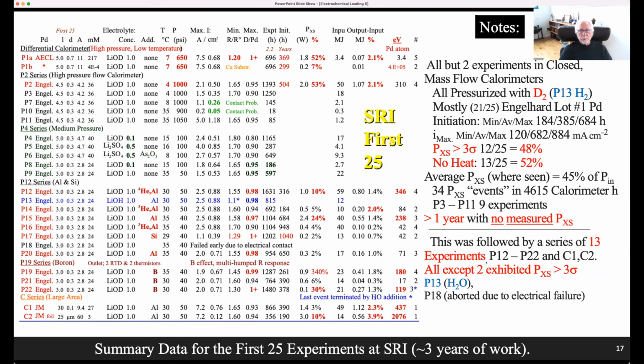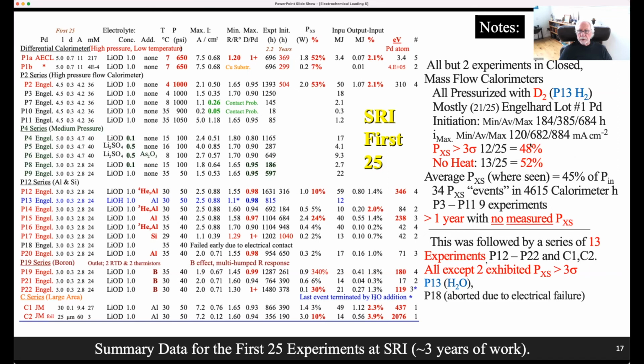Two of these experiments were done in closed mass flow calorimeters, all pressurized with D2, except one of the experiments was a light water experiment. Most of them were Engelhardt Lot 1, a single lot of palladium with which we obtained most successful results. There are some initiation times. The minimum initiation time on this set of experiments is 184 hours. No excess power was observed before 184 hours. The highest number is 684. In one case, we went 684 hours of electrolysis before excess power was first produced.